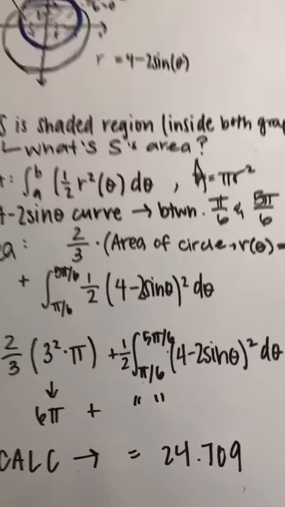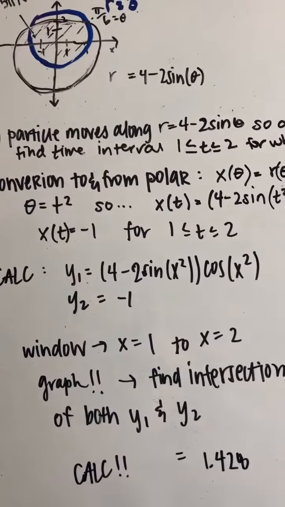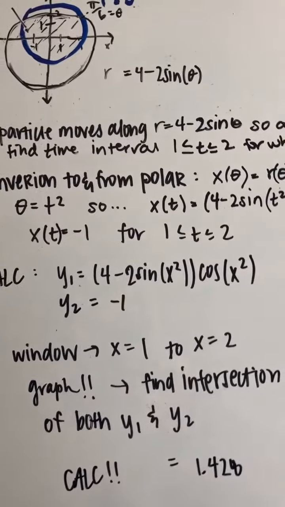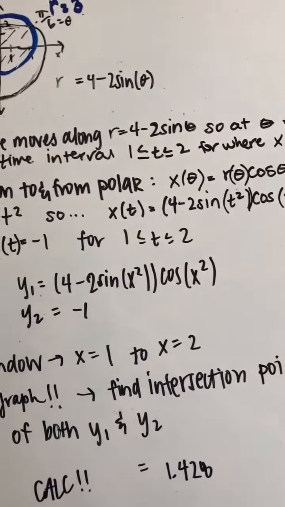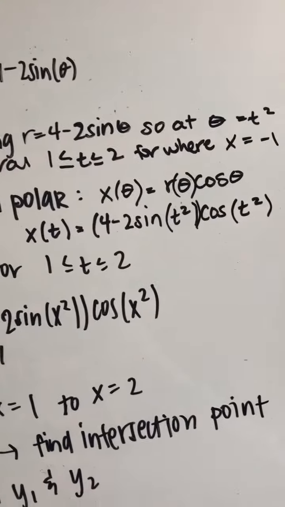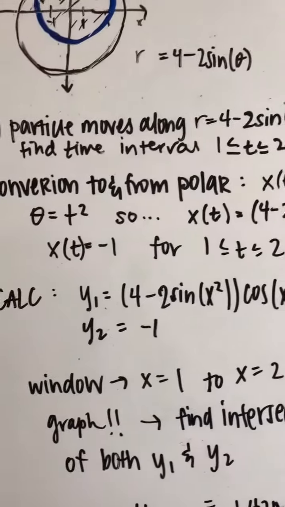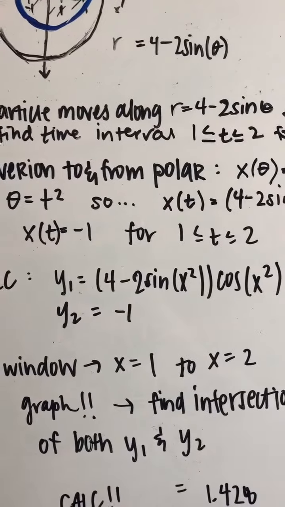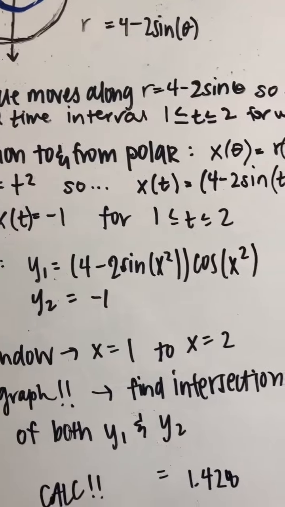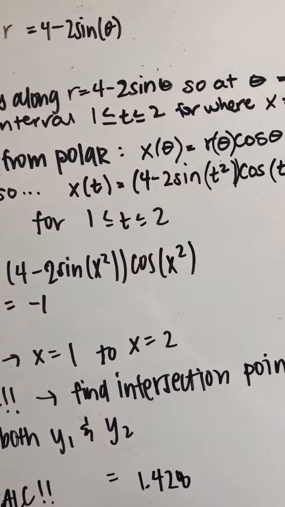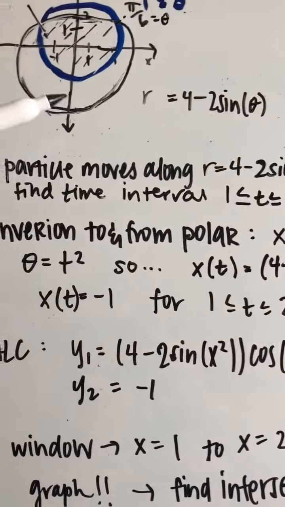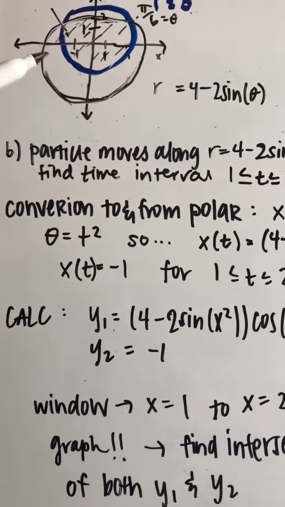For part B, you're told that a particle moves along the polar curve r equals 4 minus 2 sine theta, and at time t seconds, theta equals t squared. You have to find the time in the interval 1 is less than or equal to t, and t is less than or equal to 2, for which the x-coordinate of the particle's position is x equals -1. Again, the 4 minus 2 sine theta is the black line for the circle.